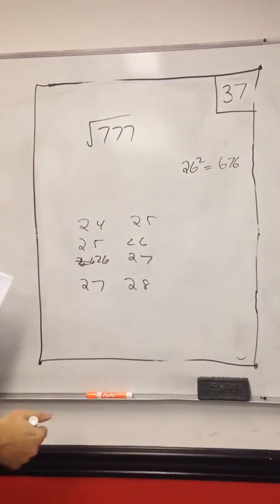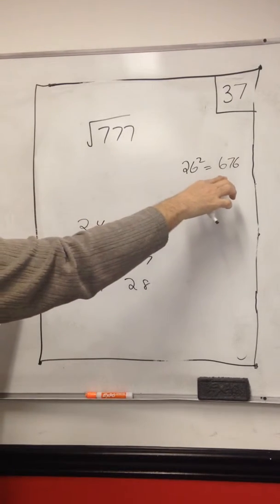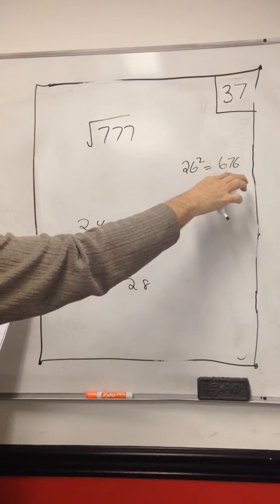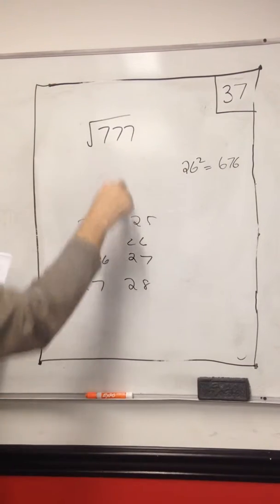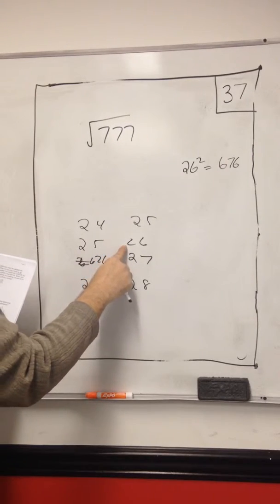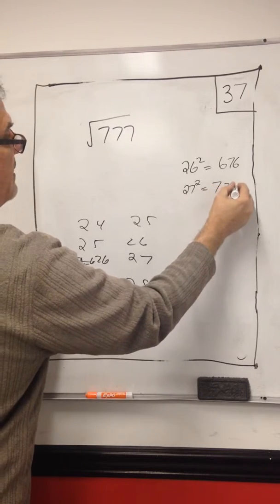Of course, you've got to do the math. Well, is the square root of 777 greater than or less than that? It's going to be greater. So it's got to be a number that's greater than 26. 27 squared is 729.